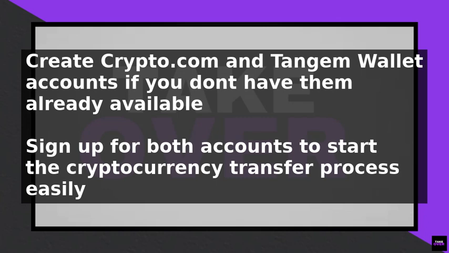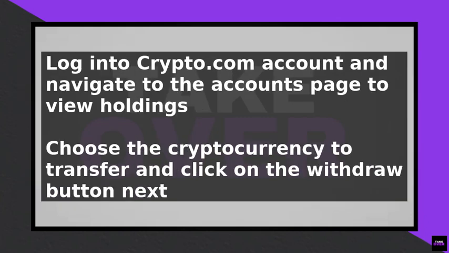You will then be asked to enter the wallet address of the recipient, which in this case is your Tangem wallet. To get the wallet address, open your Tangem wallet and navigate to the Receive page. Here, you will find the wallet address for the cryptocurrency you want to transfer. Copy the wallet address and go back to your Crypto.com account.